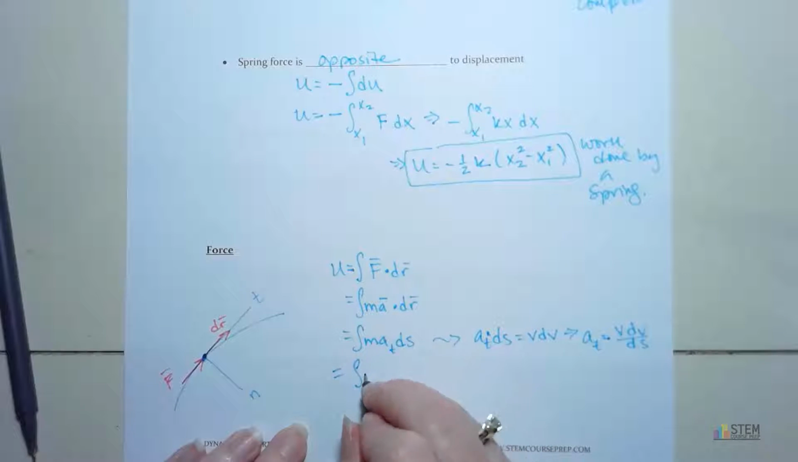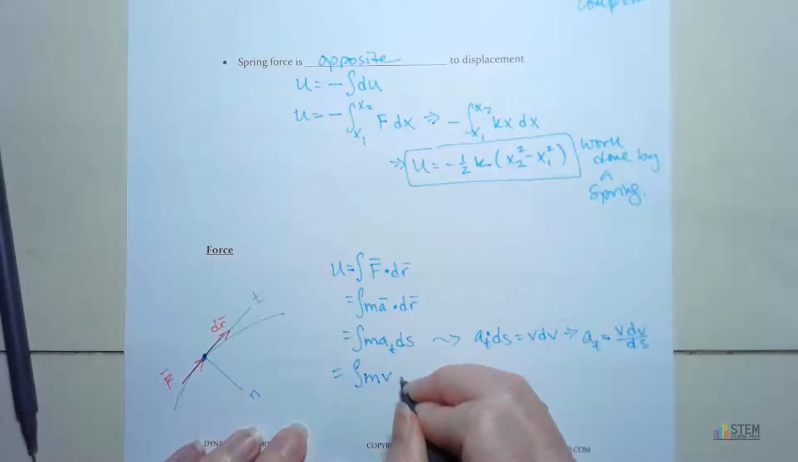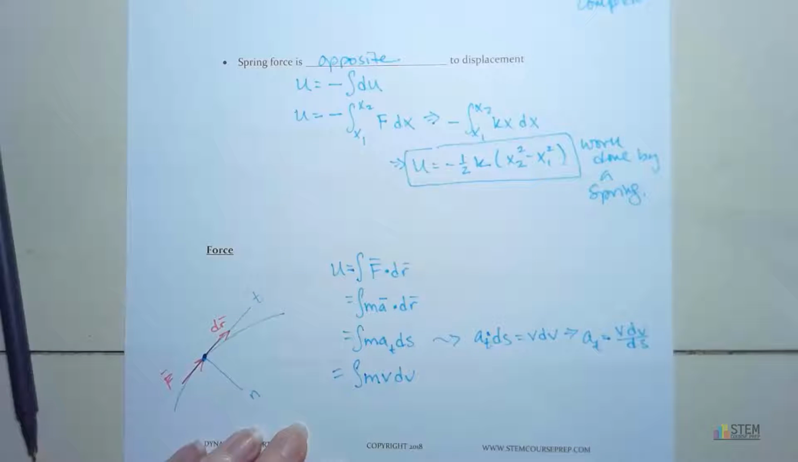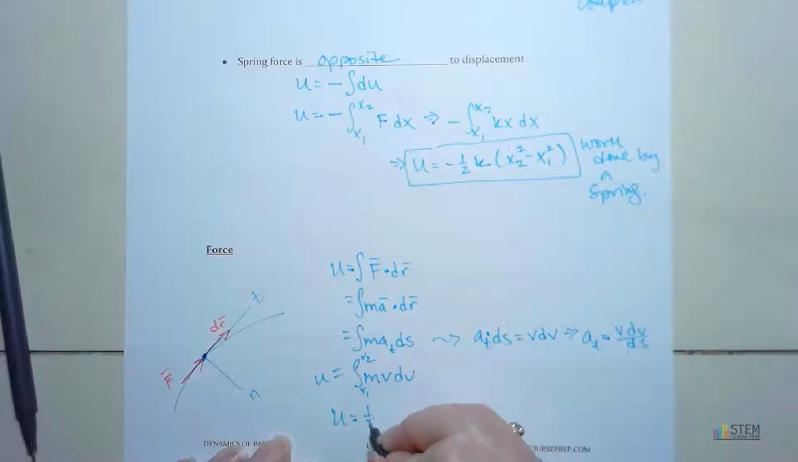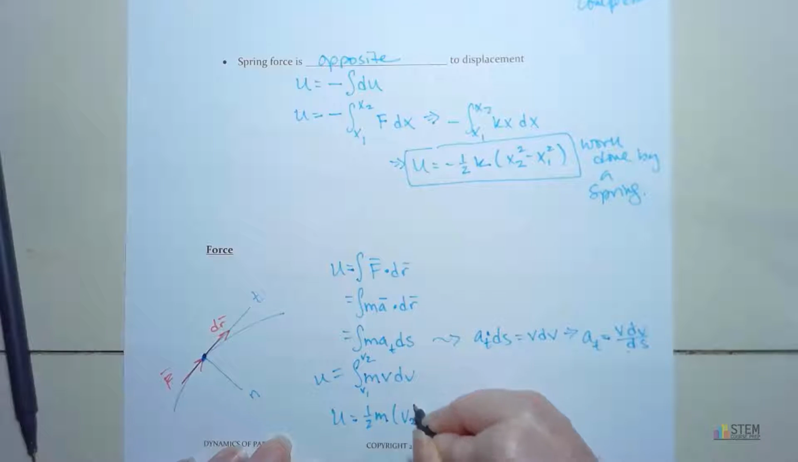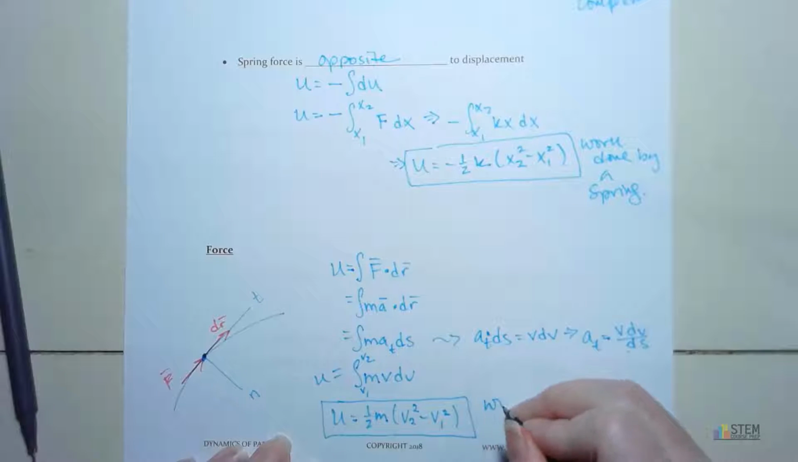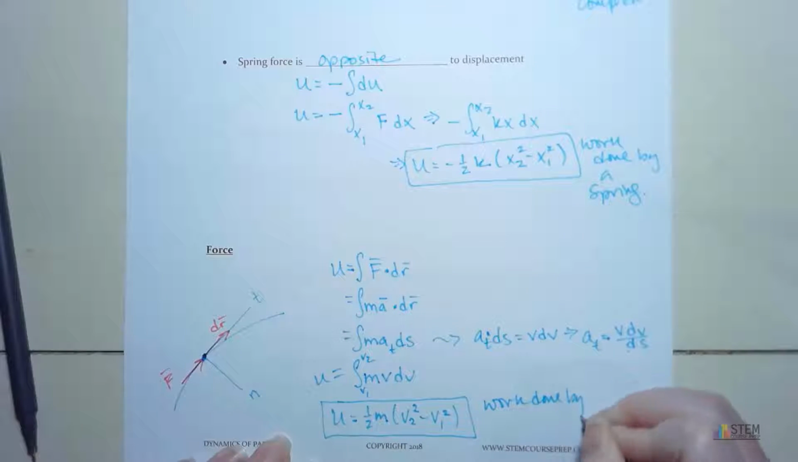So we're going to have the integral of m v dv, because the ds's are going to cancel out once you plug that in. So now you get that. And for our limits, we're using v here, so we're going to go from v1 to v2. And then once you integrate, you get that work is 1/2 times mass times v2 squared minus v1 squared. So this is the work done by a force.